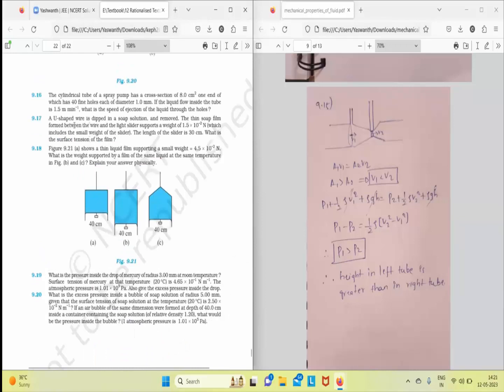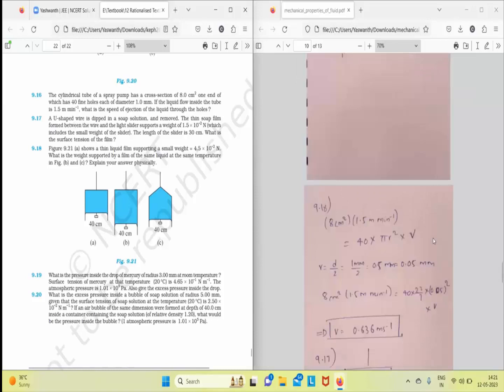Going to the next question: the cylindrical tube of a spray pump has a cross section of 8 centimeters square, one end of which has 40 fine holes, each of diameter 1 millimeter.